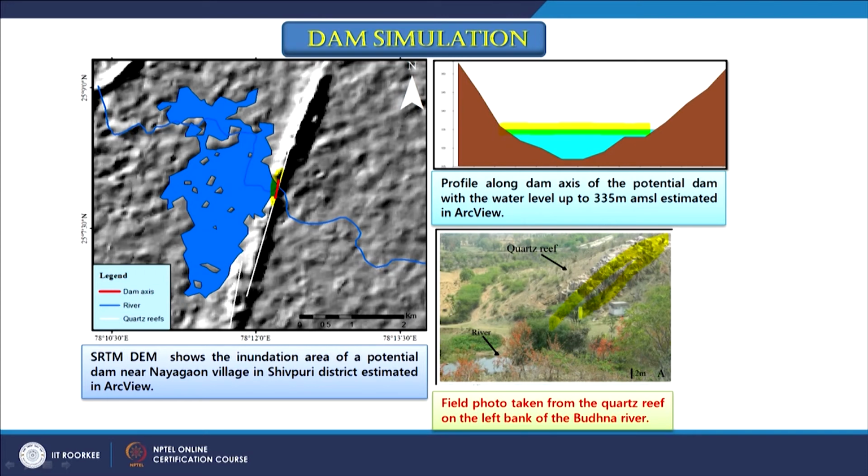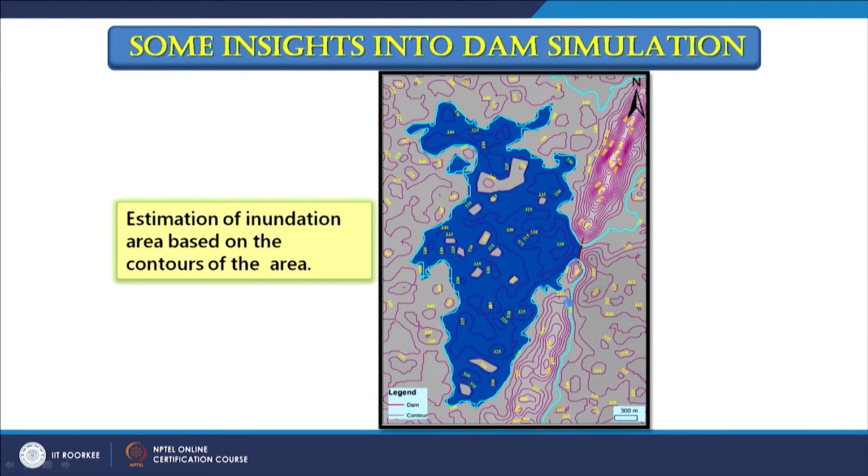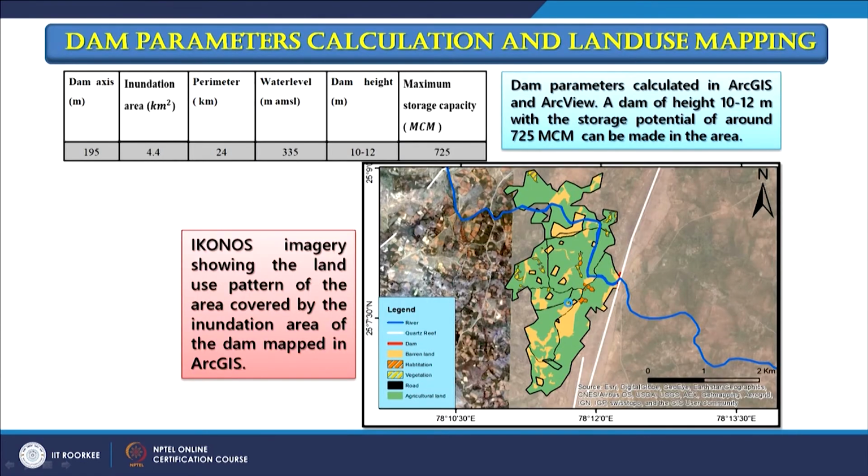Things can also be checked in the field, whether what is being done on the computer is possible on the ground or not, as done in this case. And you can not only calculate the total volume of water which would be available, but many other parameters required by civil engineers, like wetted perimeter and many such parameters which I will show very quickly: inundated area, perimeter, water level, dam height, maximum storage capacity.